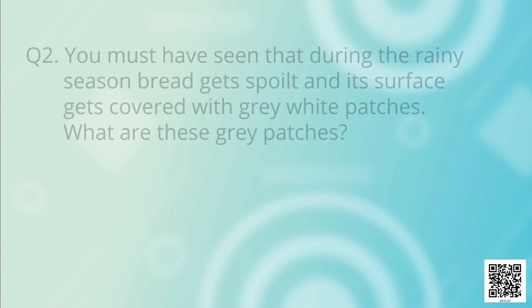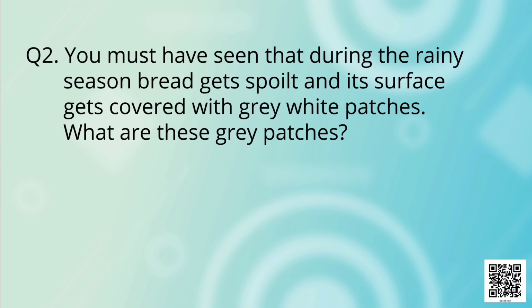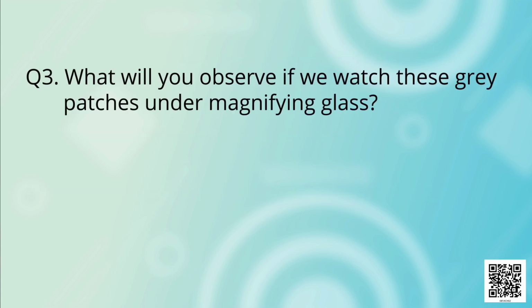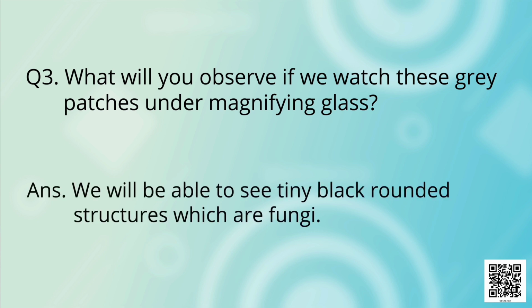Now the next question. You must have seen that during the rainy season, bread gets spoiled and its surface gets covered with grey-white patches. What are these grey patches? And the answer is, these grey patches appear due to fungi. Now the next question. What will you observe if we watch these grey patches under magnifying glass? And the answer is, we will be able to see tiny black rounded structures which are fungi.